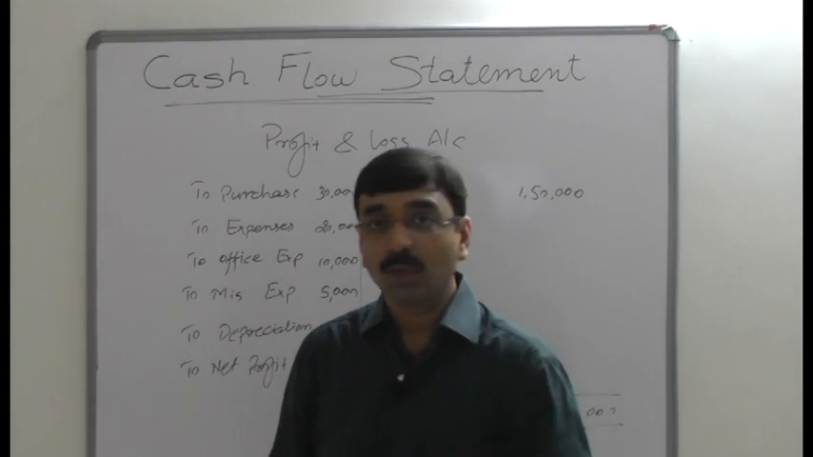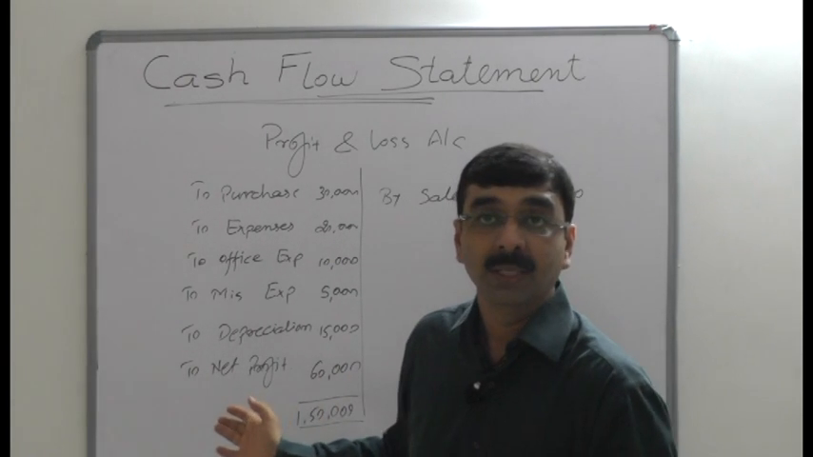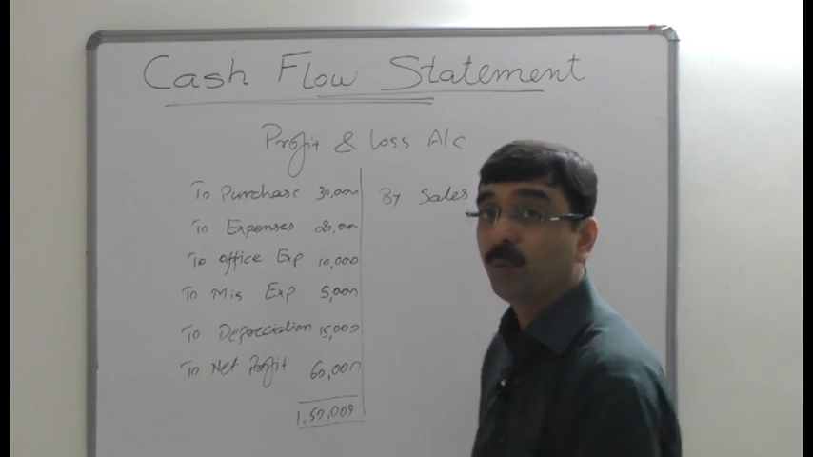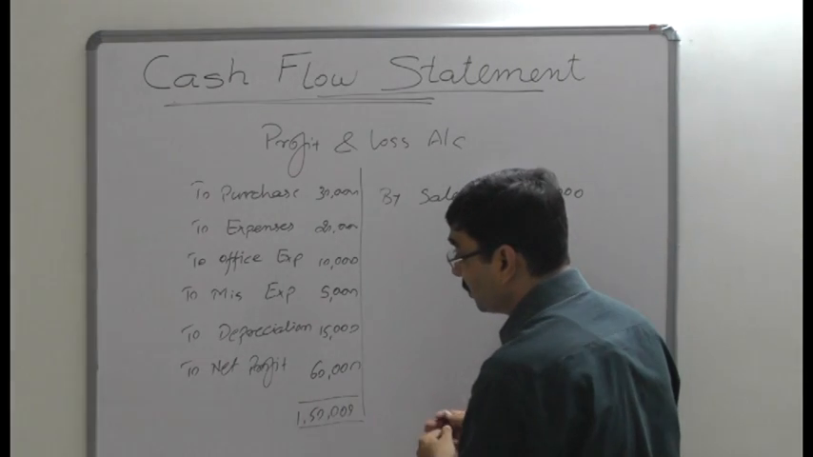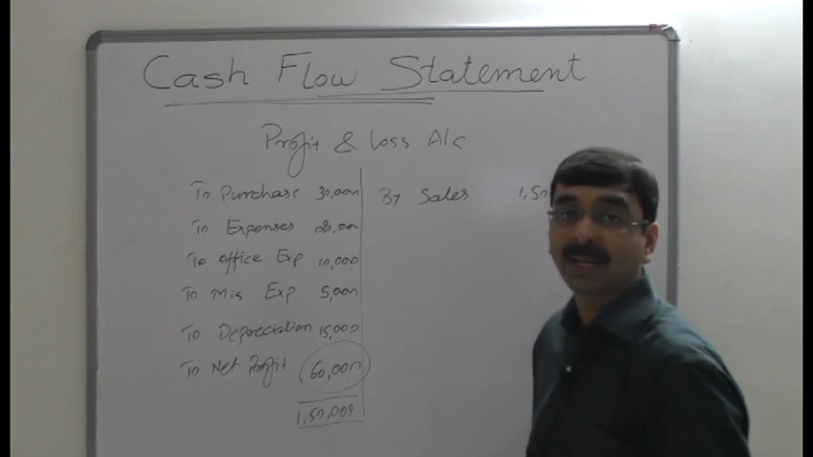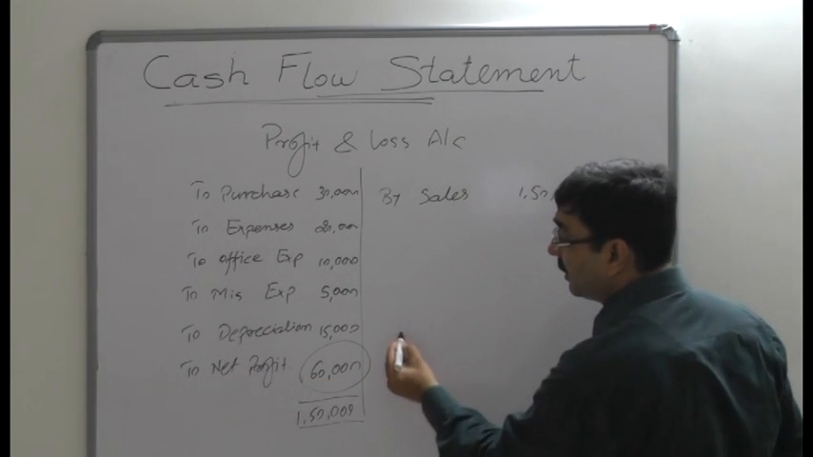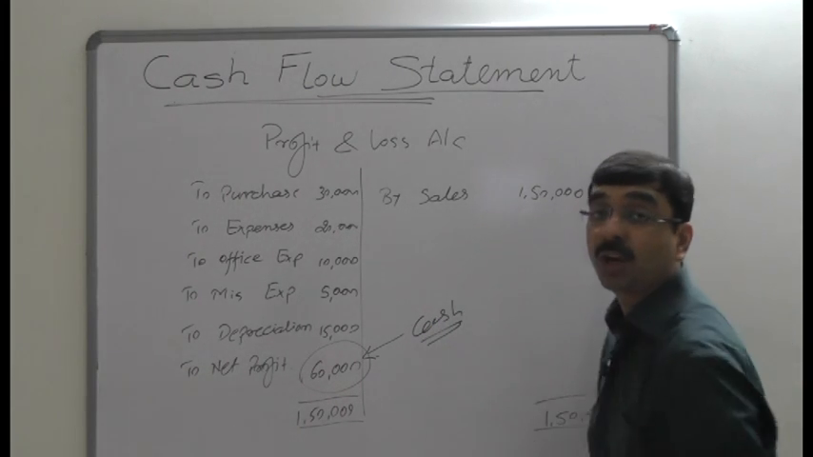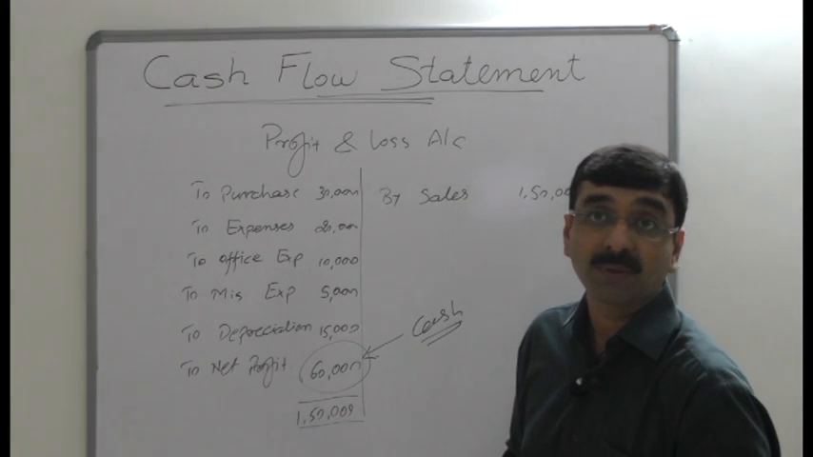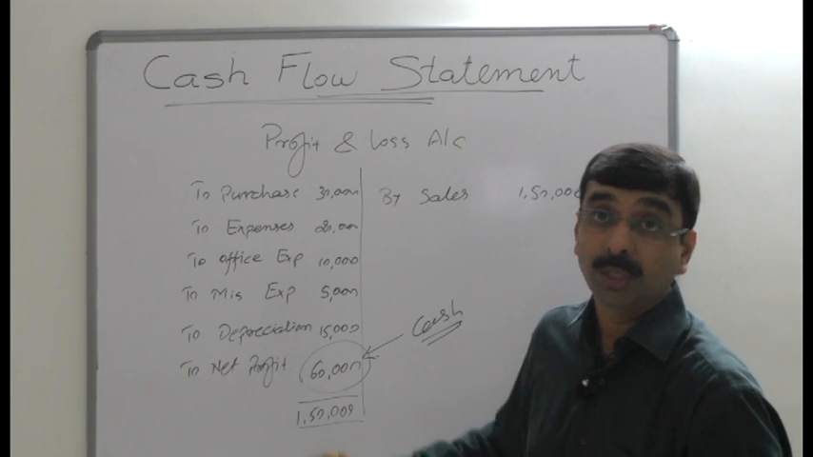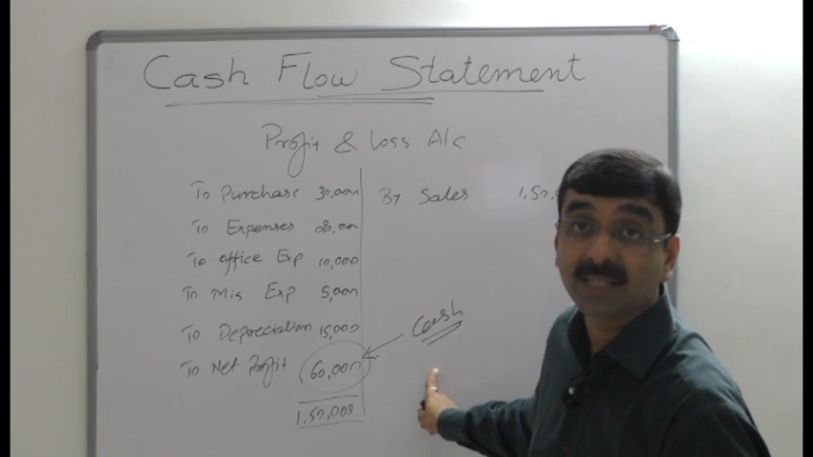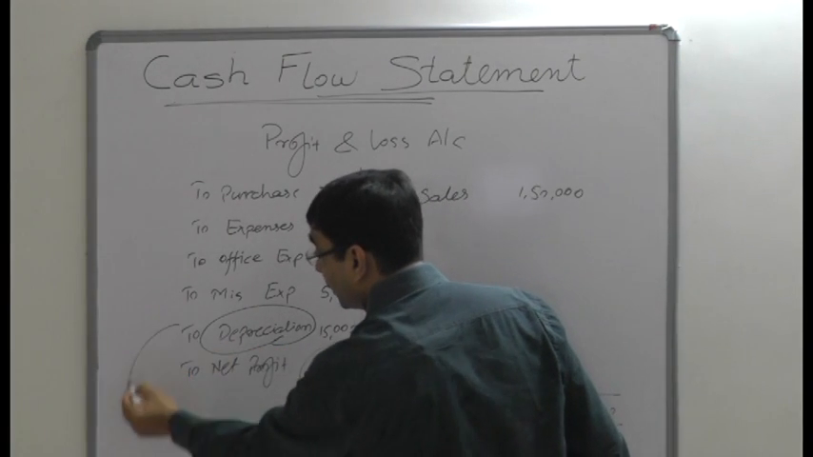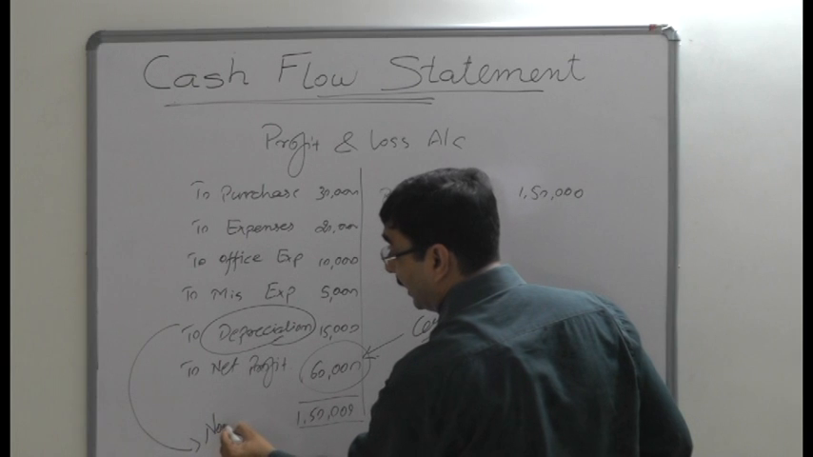The net profit of the business is 60,000, but the cash is not exactly determined by what you received. It does not mean that whatever net profit you have in the profit and loss account is your cash. No, it cannot be considered that the amount of net profit is equal to your amount of cash. Why? Because there is one transaction which is purely related to non-cash items.